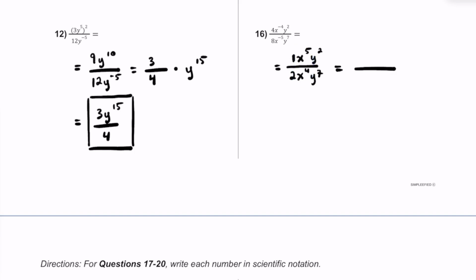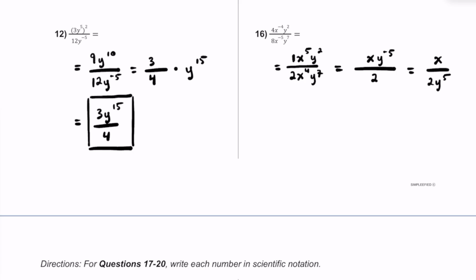5 minus 4 is 1. So we're going to have x on top of our expression here. And then we can go ahead and use the quotient property again. 2 minus 7 is going to be negative 5. So we can write this as y to the negative 5 power. Right, if you just are subtracting, it's going to be on top by default. We're going to have this 2 on bottom. And then if you go ahead and use our negative exponents property, we can say this is going to be x over this 2y to the 5th power, right?